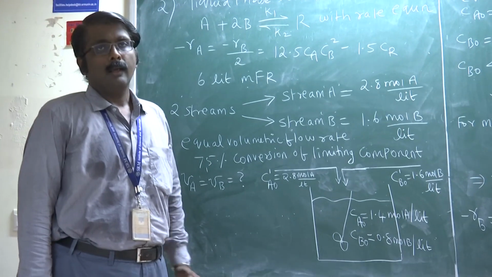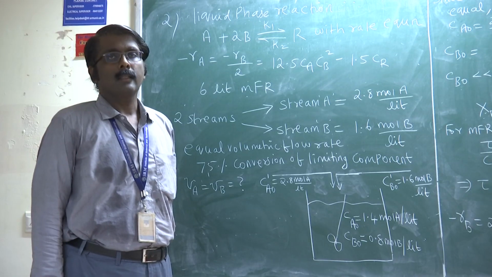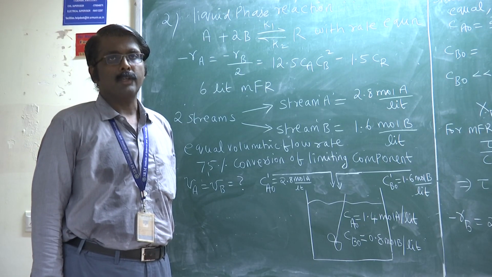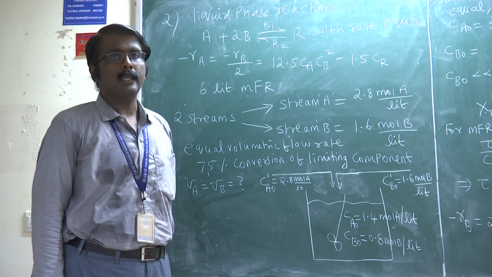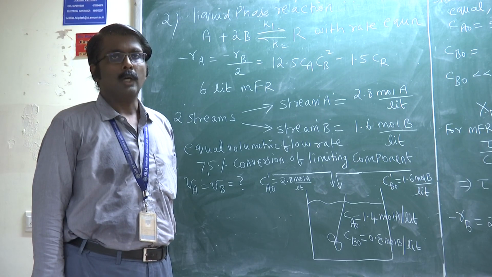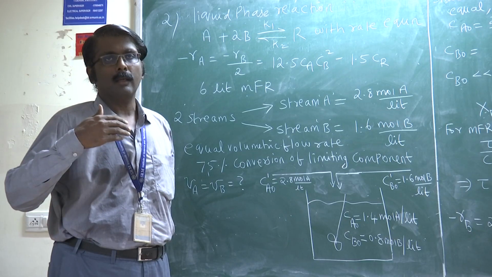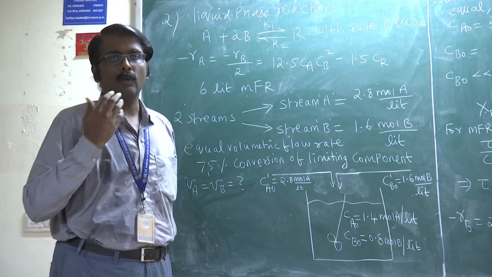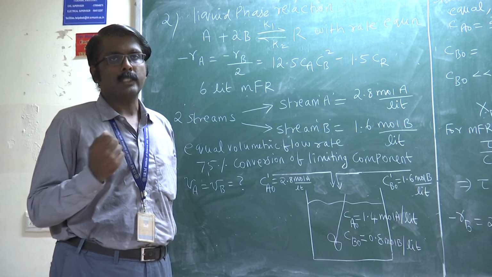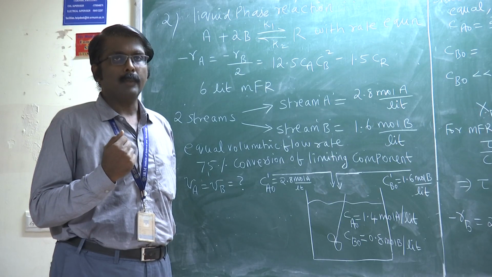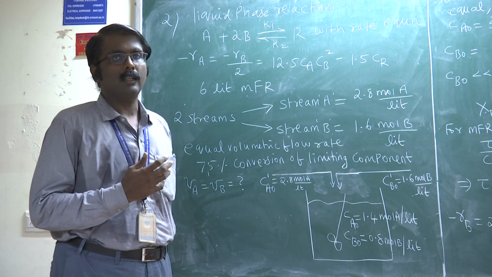In this session, we are going to discuss the application of the MFR equation, that is, using the mixed flow reactor equation. So how do we find the design variables? Either we may have to calculate the reactor volume, the volumetric flow rate of the stream, or the space time. So how to find the design parameter for a mixed flow reactor, that we are going to see in this lecture.